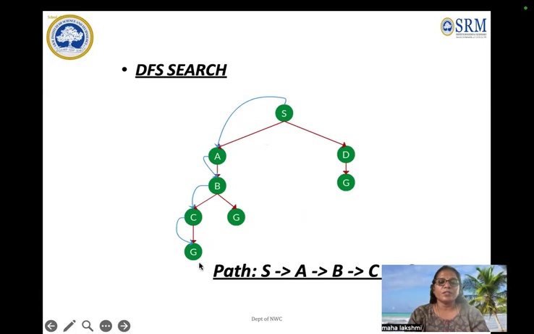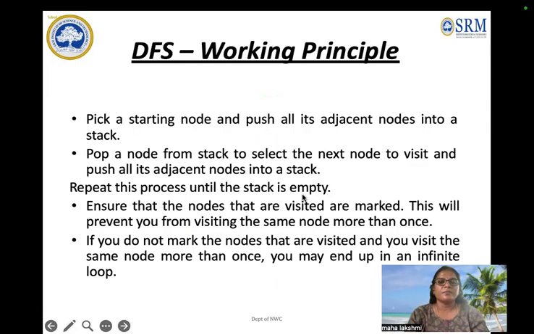So if you want to search if G is the goal state, from the source node S, first it will explore to A, then explore to B, then explore to C, then explore to G. Once G is found while you are traversing this path, you can just end the search. So the search path resulting from this search is S, A, B, C, and G.